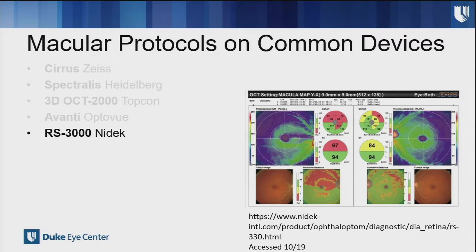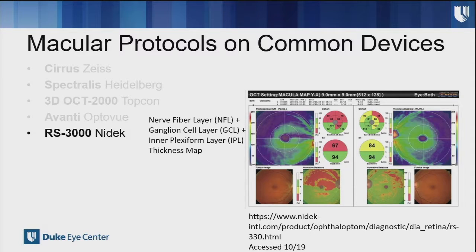Like the OptiView, the NIDEK device displays the thickness of that nerve fiber layer, retinal ganglion cell layer, and inner plexiform layer. And the report includes a thickness map as well as a deviation map.